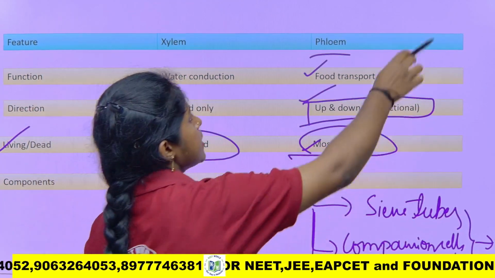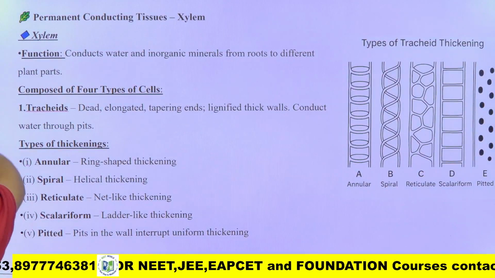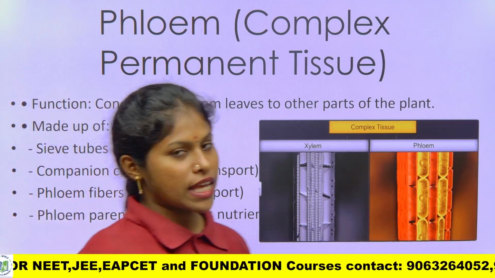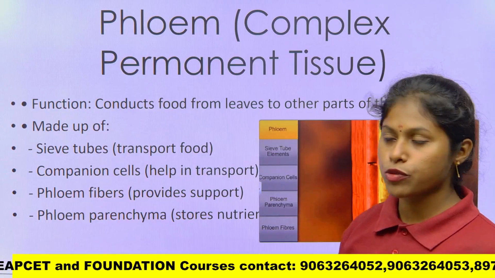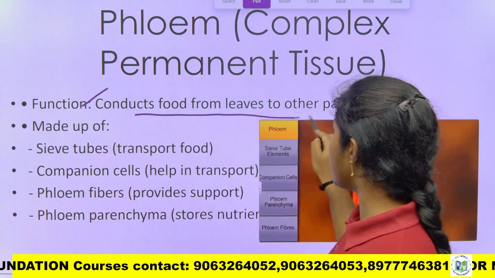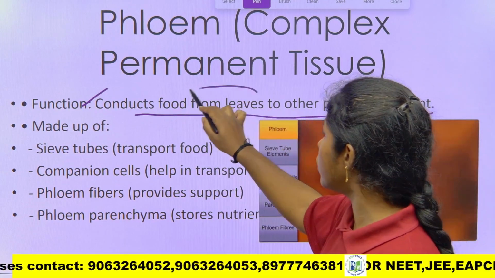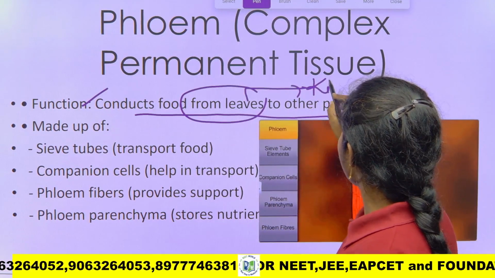So, let us see about the phloem, children. Phloem is a complex permanent tissue. Xylem and phloem are complex permanent tissues, right. What is the function, children? It conducts, it transports the food. It is the delivery van of the plant. So it conducts food from leaves to other parts of the plant. Why does it conduct food from leaves? Because the kitchen of the plant is the leaves.